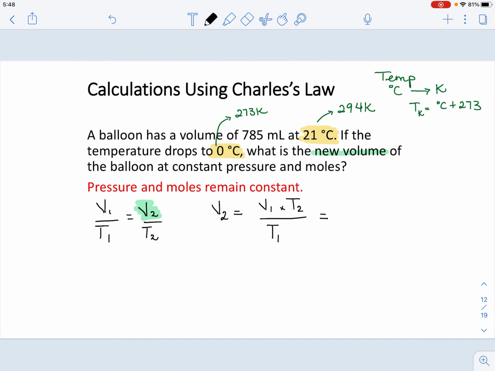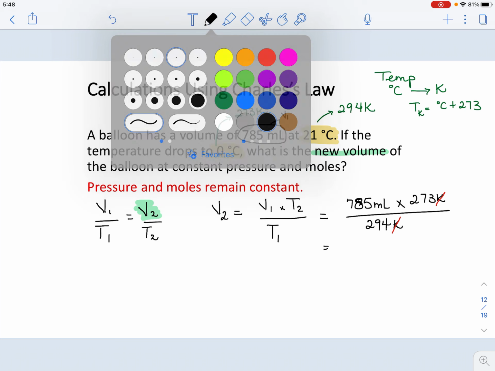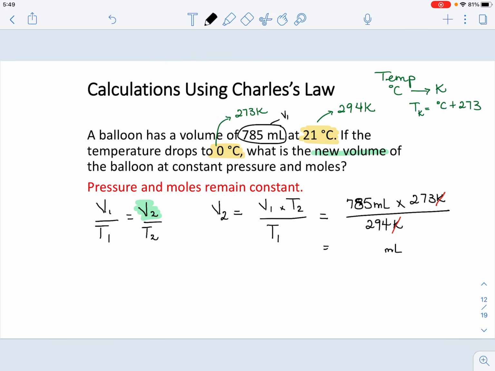So we're going to put all the values given. V1, as you can see, is 785 milliliters. We're going to multiply that times T2, which is 273 Kelvin, and we're going to divide the whole thing by 294 Kelvin. Now, remember that your Kelvin units are going to cancel, and your final answer is going to be in milliliters.